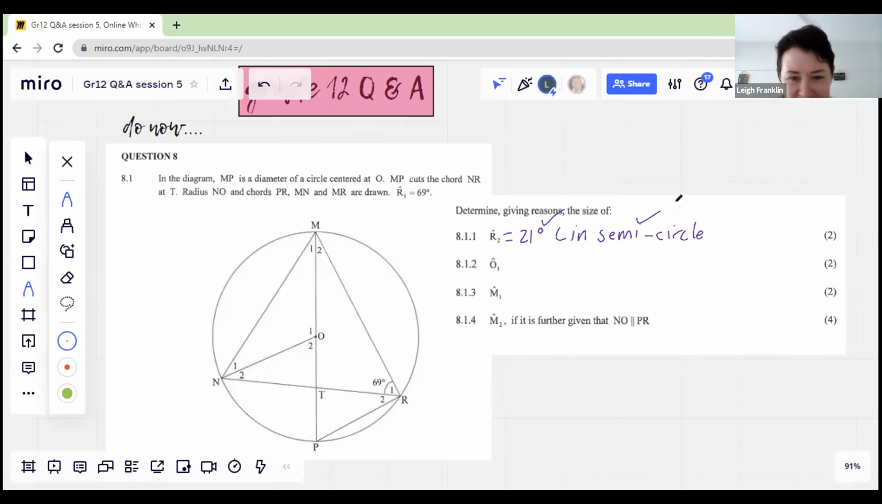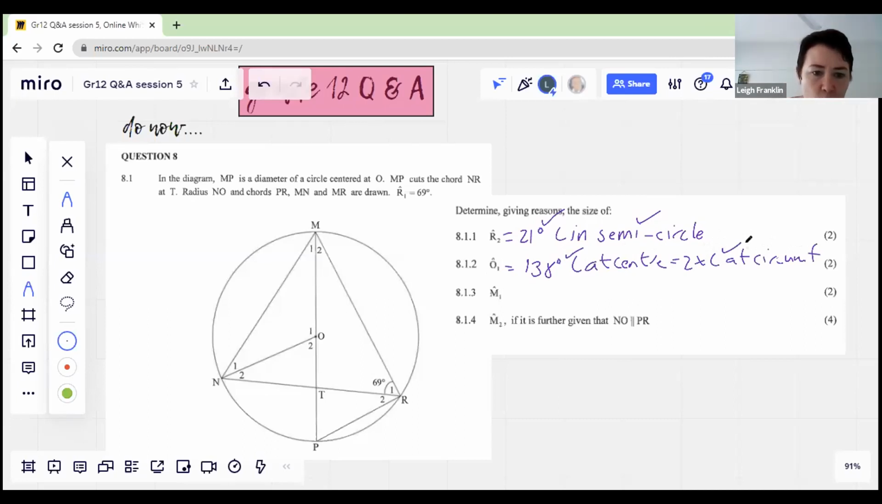All right, angle O1 is the next angle. I hope the rest of you can see this. If you can put your fingers at M and N, from M and N you go to O1, go back to M and N, and then you go to R. So in other words, O1 is going to be double 69. So O1 is going to be equal to 138 degrees, and the reason here is angle at center equals 2 times angle at circumference. So again, statement, reason.